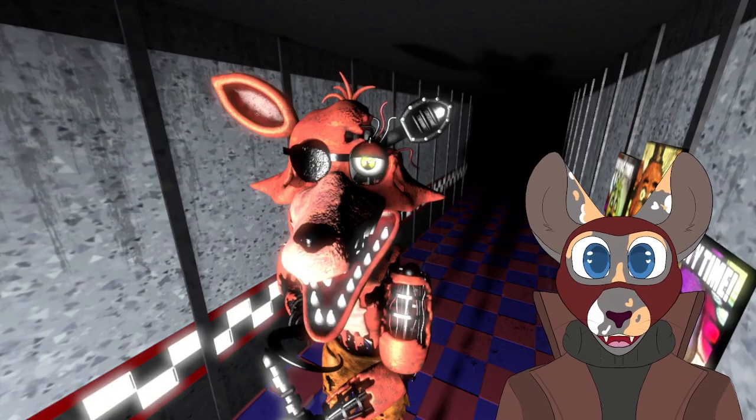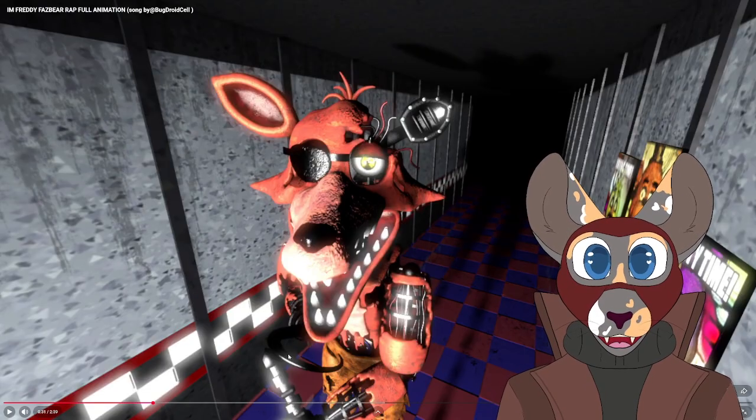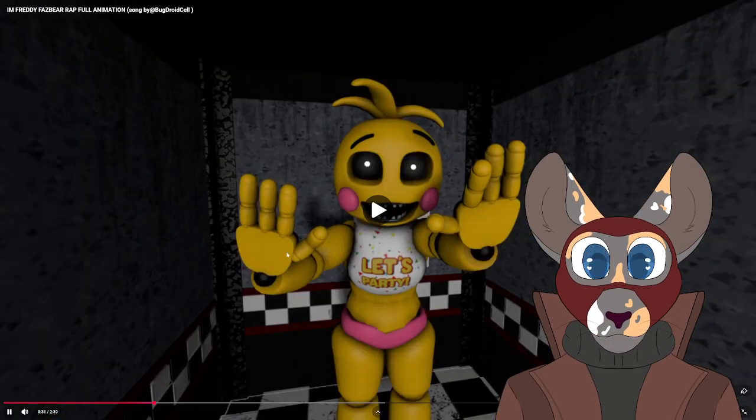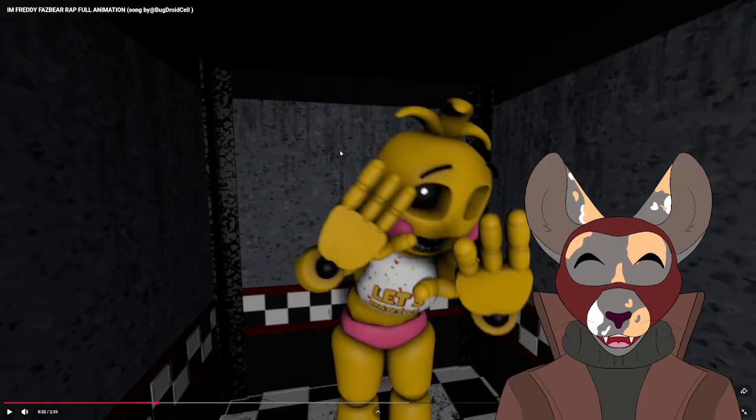For this shot, the original plan was to have him rub his claw and his hand together, like, sensually. But I ended up just having it pan to Toy Chica as she is, like, incredibly scarred by the fact that she is about to get touched by Foxy.